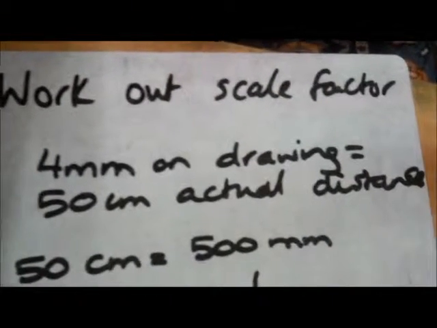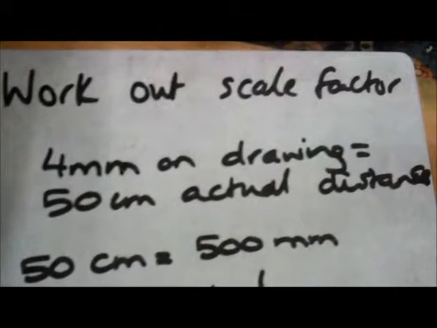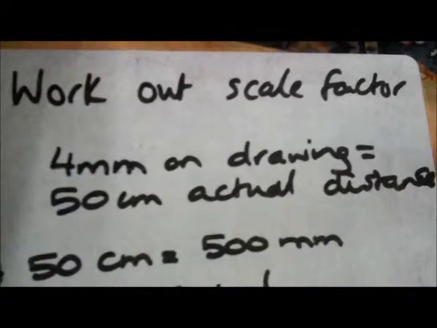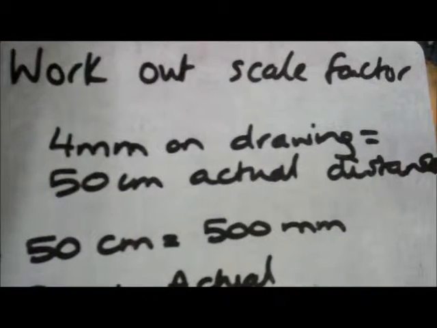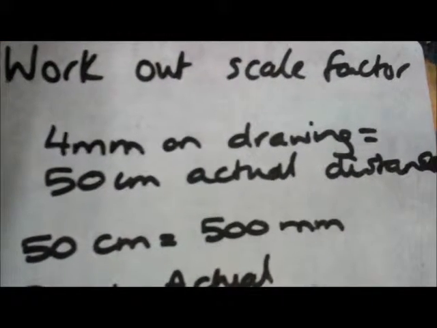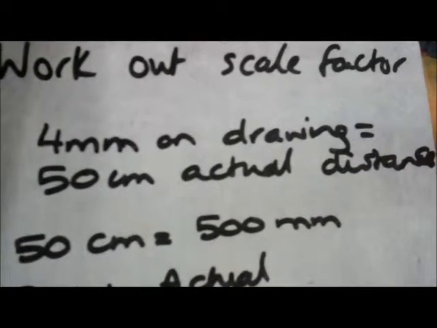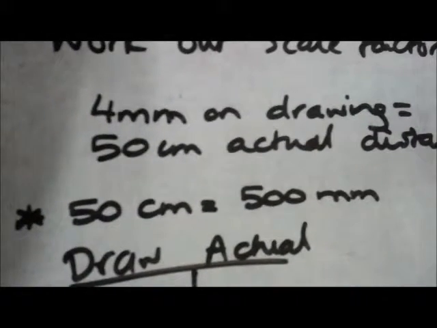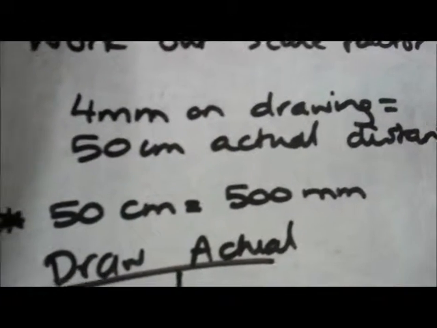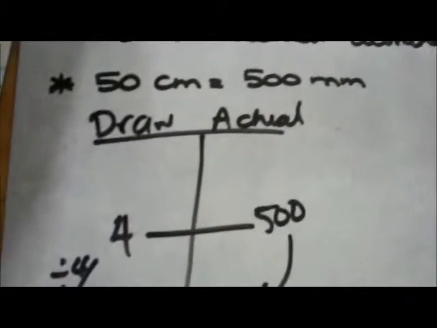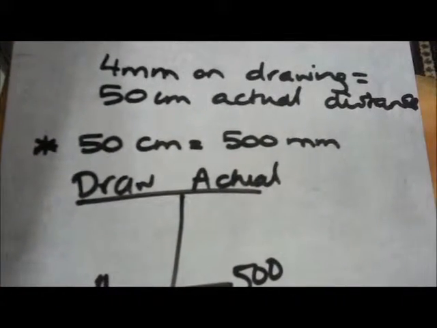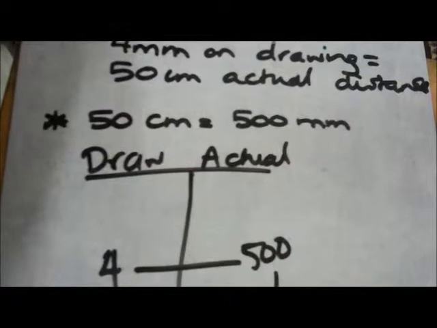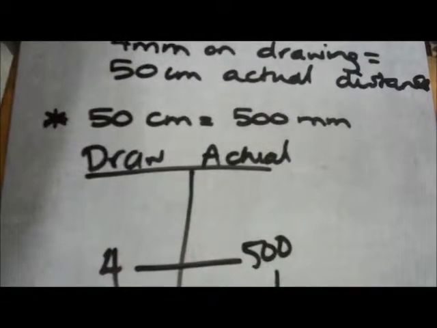Okay, so the last example is to actually work out the scale factors. So we've gone from having an unknown actual distance, an unknown scale distance, and now we're actually going to work out the scale factor. So if I said to you 4 millimetres on a drawing equals 50 centimetres in actual distance, note that 50 centimetres is 500 millimetres. Remember, the units must be the same. So when I set up my double number line, I know that 4 millimetres equals 500 millimetres. So 4 millimetres on the drawing is 500 on the actual side.